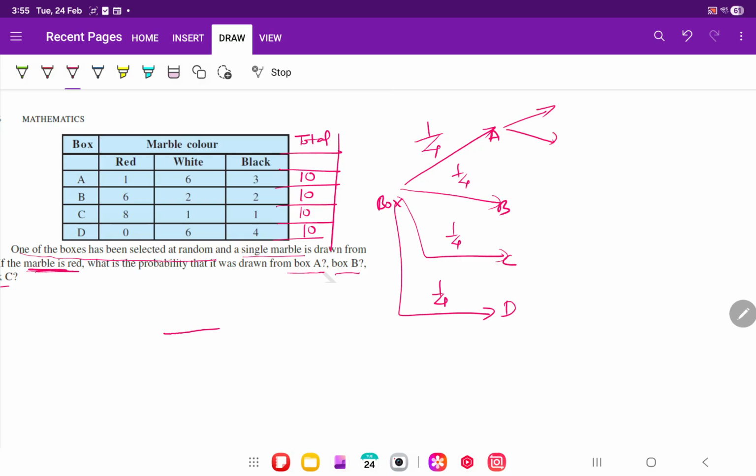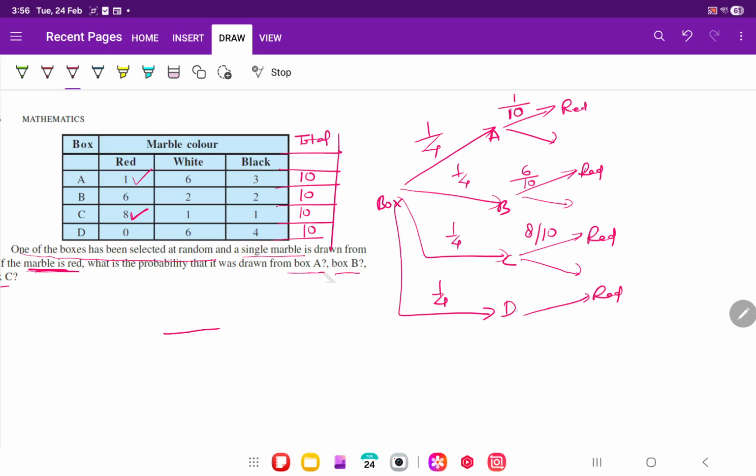So there are two possibilities, red marble or not red marble. The probability of one red marble from box A is 1 out of 10, because only one is there. From box B, what is the probability of getting a red marble? It is 6 out of 10. From box C, the probability of getting red is 8 by 10. You can see there are 8 red balls.